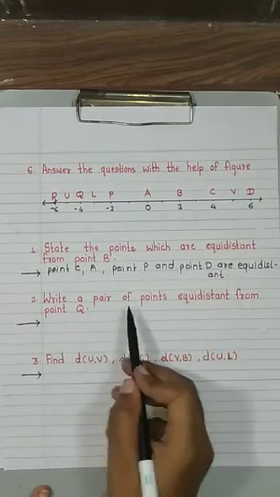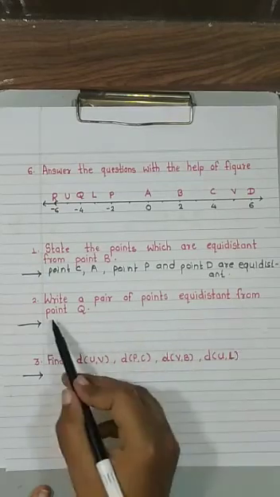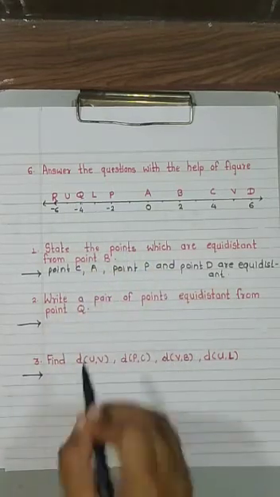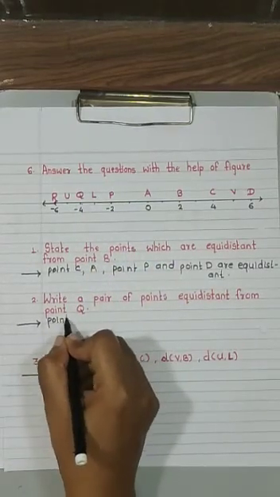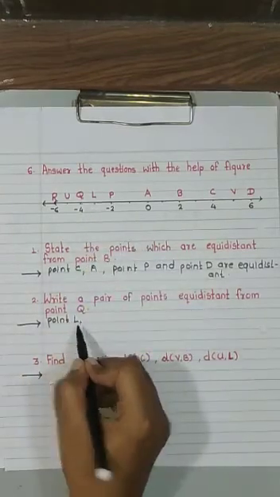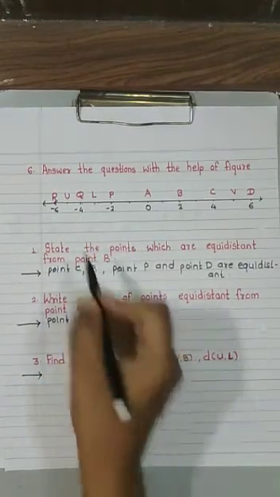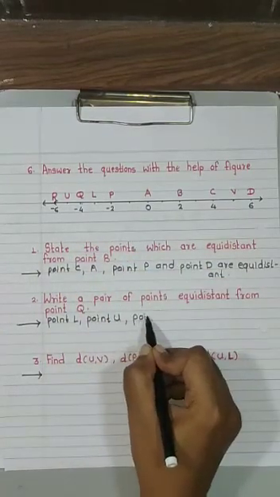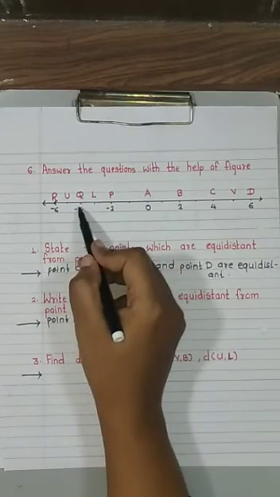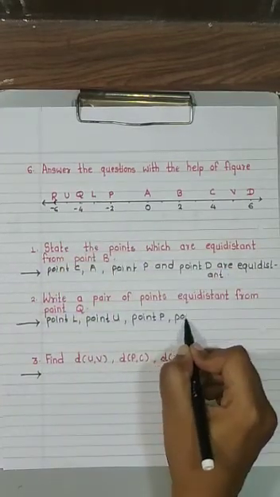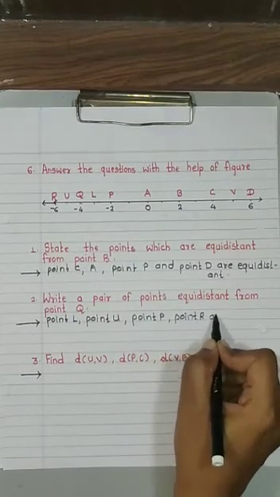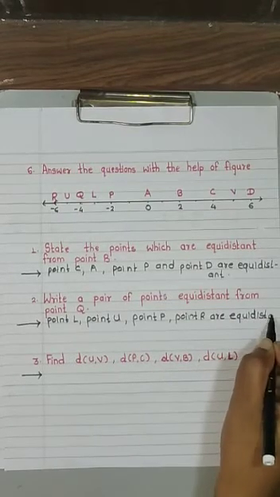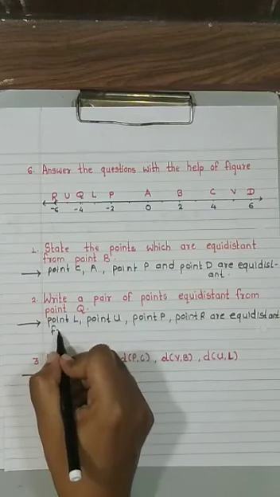Write a pair of points equidistant from point Q. Now you can see point Q over here. Which points are equidistant from here? You can write down point L, again point U, then point P, and you can see here point R are equidistant from point Q.